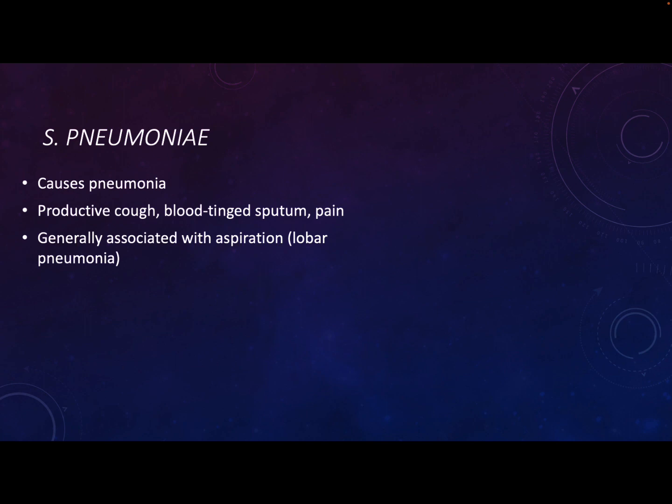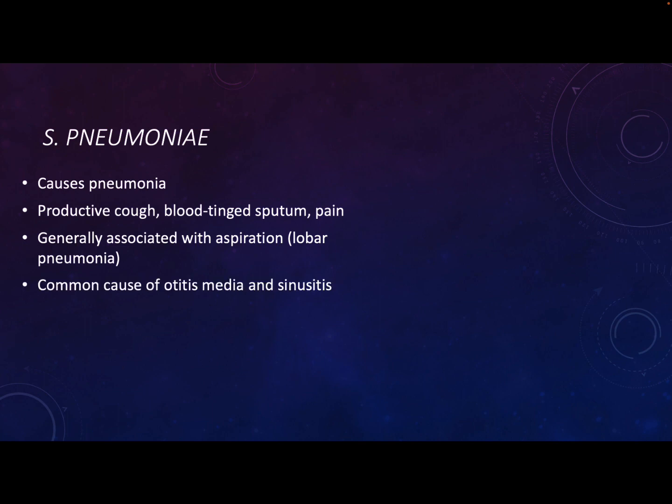With strep pneumoniae, that mucus can be blood tinged. There can be blood in there because it does possess those toxins that can destroy the cells of the respiratory tract. So that can cause that tissue damage, which can lead to bleeding, and as you might imagine, pain. So this will be painful for your patient. And it's generally associated with aspiration or lobar pneumonia, where sometimes it's just in a particular part of the lung, maybe not spread out through the whole lung.